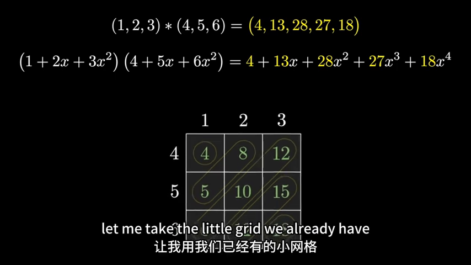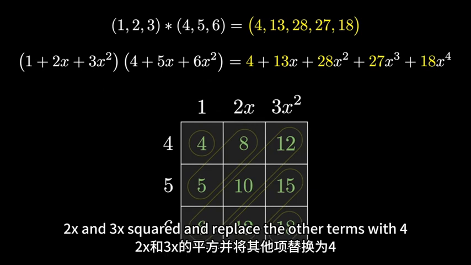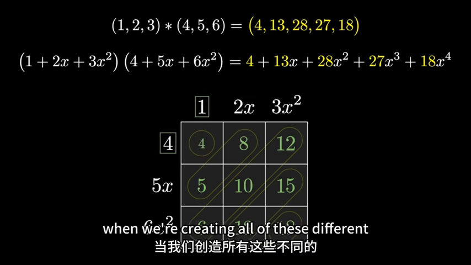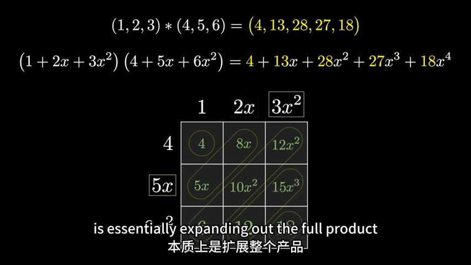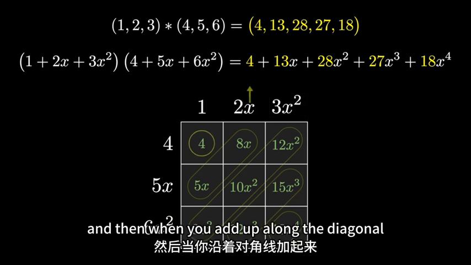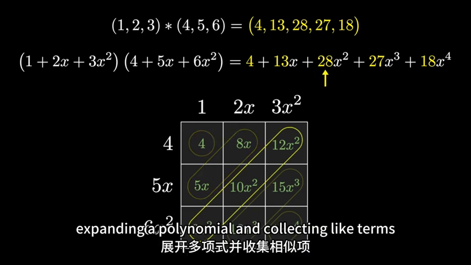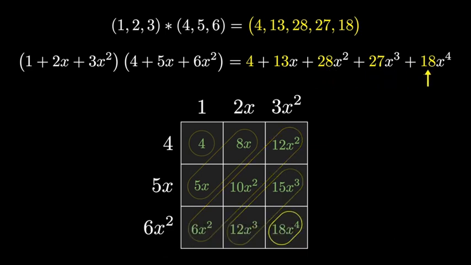One context where this view is especially natural is when you multiply together two polynomials. For example, let me take the little grid we already have and replace the top terms with 1, 2x, and 3x squared, and replace the other terms with 4, 5x, and 6x squared. Now, think about what it means when we're creating all of these different pairwise products between the two lists. What you're doing is essentially expanding out the full product of the two polynomials I have written down. And then, when you add up along the diagonal, that corresponds to collecting all like terms. Which is pretty neat. Expanding a polynomial and collecting like terms is exactly the same process as a convolution.